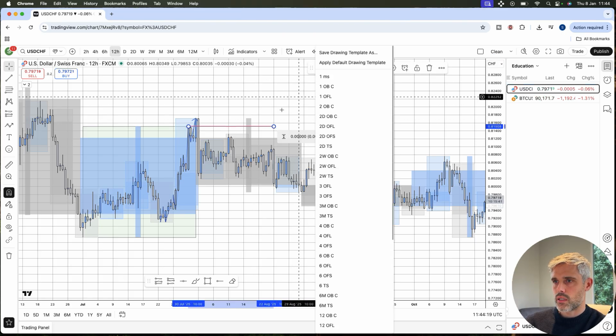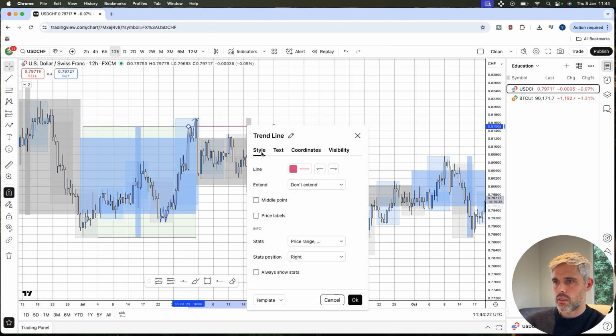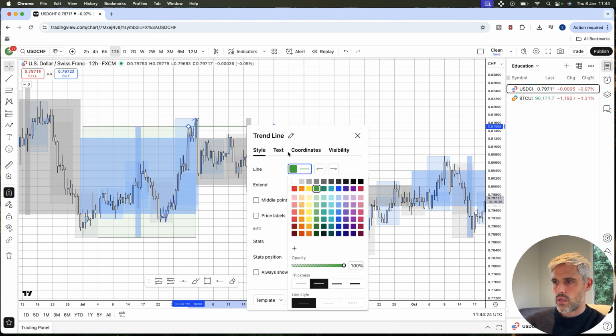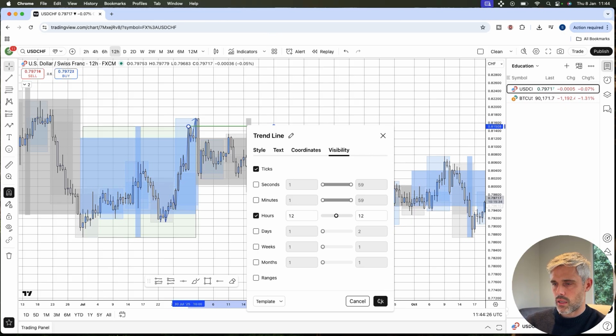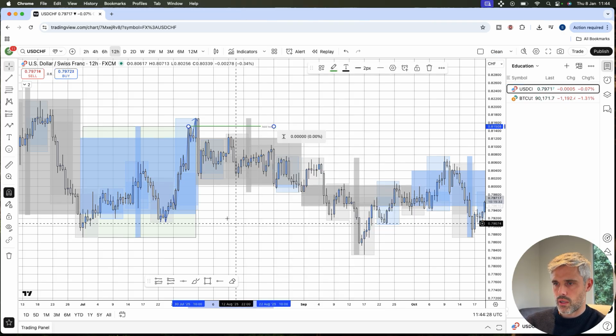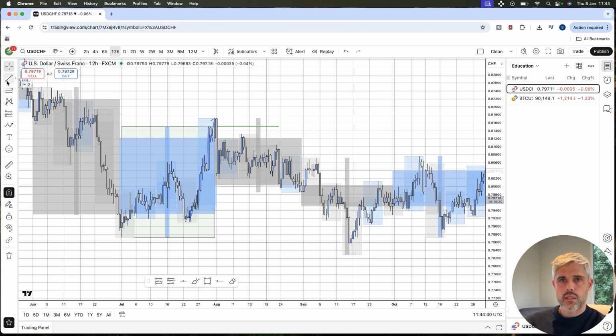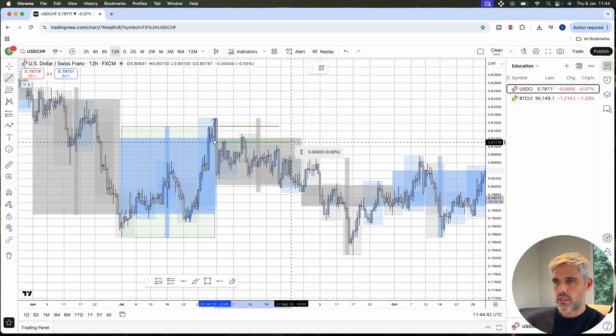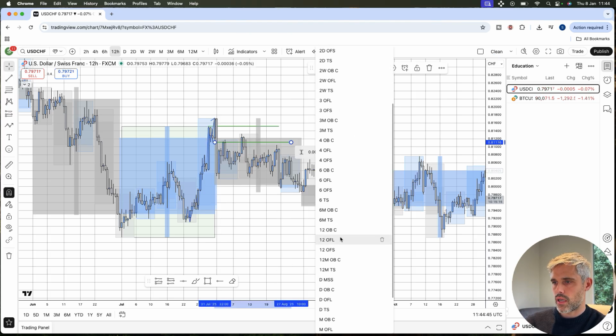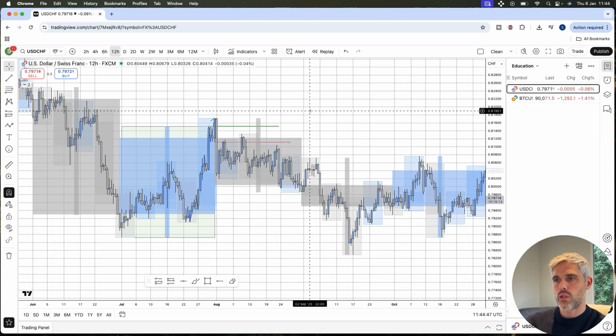I'm just going to mark this so that we can see it clearly, and I'm going to add it to the monthly chart as well. So this area right here is the high of the monthly candle. Price liquidates the high of the monthly candle and then shifts structure. And what it does in doing that is create an order block. So in this case, a 12-hour order block.